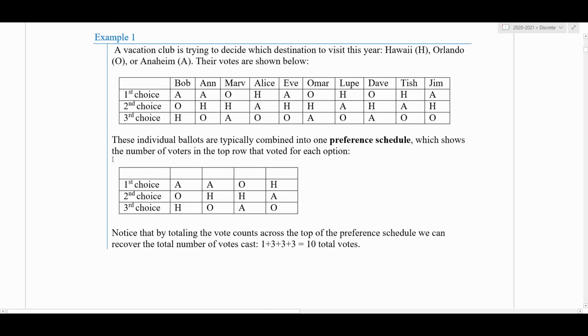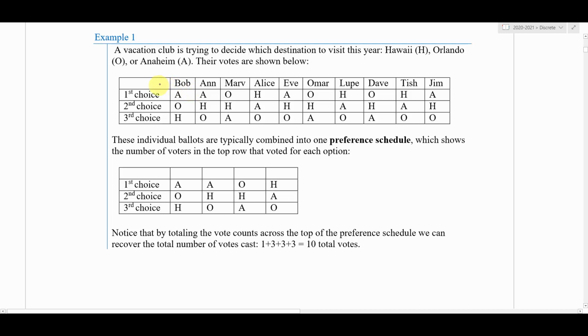So in this first example, we have a vacation club that is trying to decide which destination to visit this year. They've narrowed it down to three choices: Hawaii, Orlando, or Anaheim. All right, so I don't know exactly what a vacation club is. I've never been a part of one, but apparently it's a group of people that are going to go on vacation together, and they got to pick where to go. So there's 10 people in the vacation club. So we've got Bob and Ann, Marv, Alice, so forth. So all of them are listed here across the top.